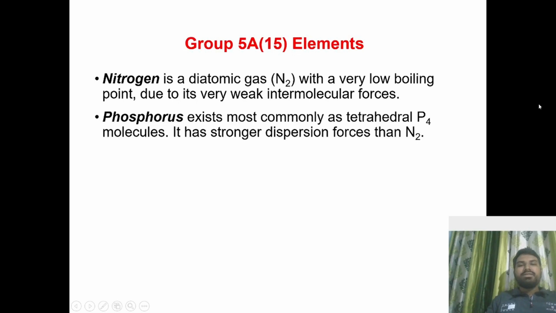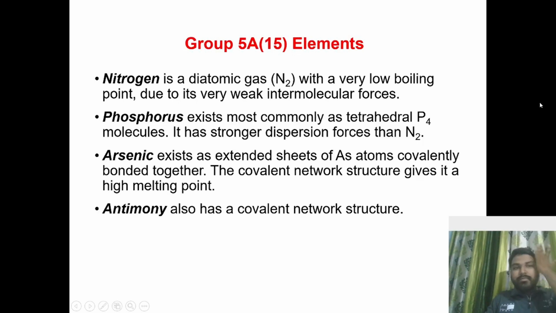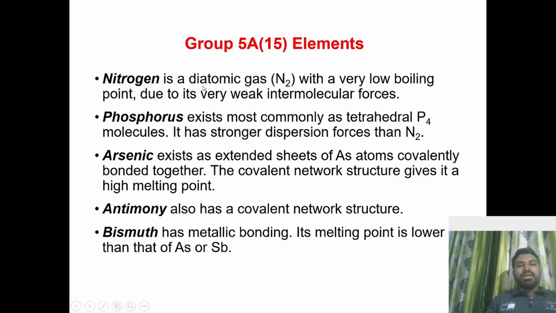Group 15 elements, they are the nitrogen family. Nitrogen is a diatomic gas N2 with a very low boiling point due to its very weak intermolecular forces. It means nitrogen has a very low boiling point. Why? Due to its very weak intermolecular forces.